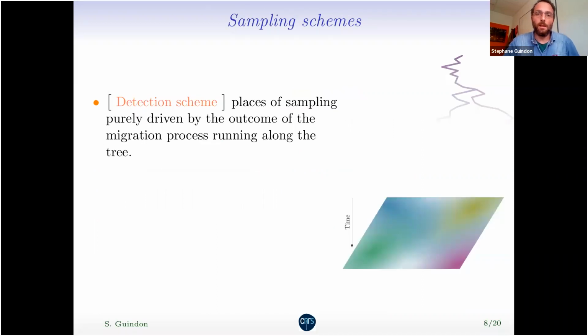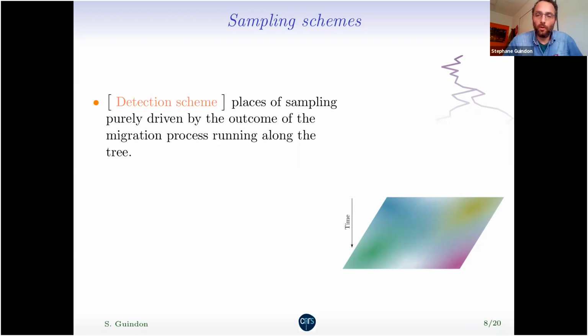All right, so here I'm going to go through the two different sampling schemes carefully. So that's probably the most important part of the talk here. If you understand how those two sampling schemes differ, I'm going to be very happy about that. All right, so first of all, the detection scheme.